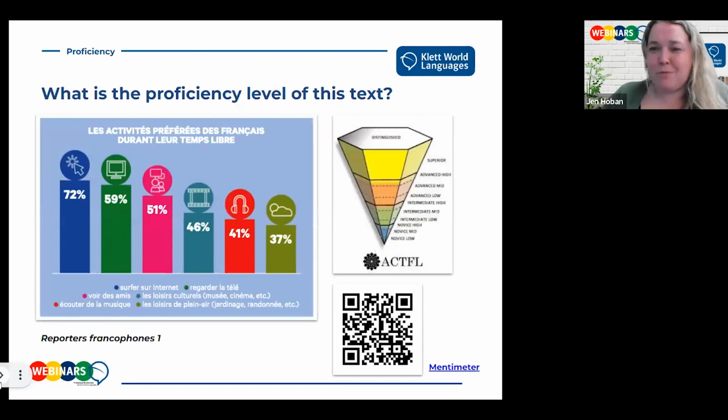All right, so we have one more text to look at. So we're going to do the same thing. The QR code is in the bottom right. And once again, this is an authentic text from Les Reporters Francophones. Take a look at this and take that QR code, or in the chat there's the link, and tell us what proficiency level you think it is.